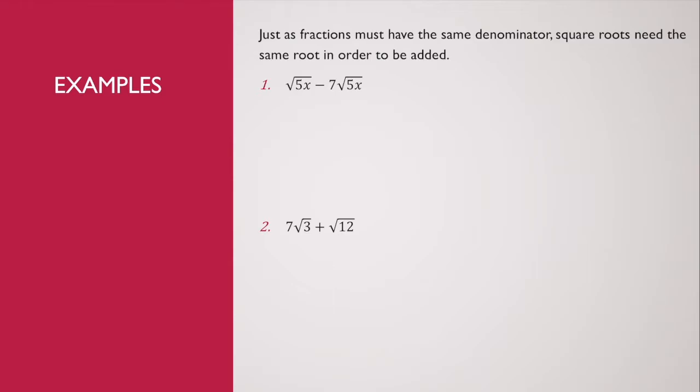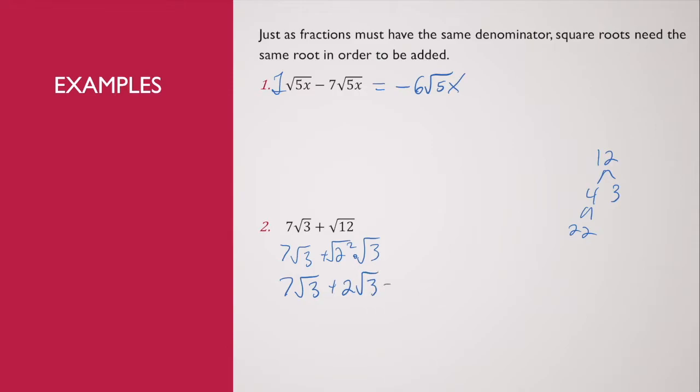If I have the square root of 5x minus 7 square root of 5x, remember this kind of has an imaginary coefficient of 1. 1 minus 7 is a negative 6 square root of 5x. Next, I'm going to take the square root of 12. 12 factors into a 4 and a 3. 4 is 2 squared. So I have 7 square root of 3 plus 2 square root of 3, which would be 9 square root of 3. If you aren't feeling super confident at simplifying your radicals, practice that a little bit more before you move on to this section.